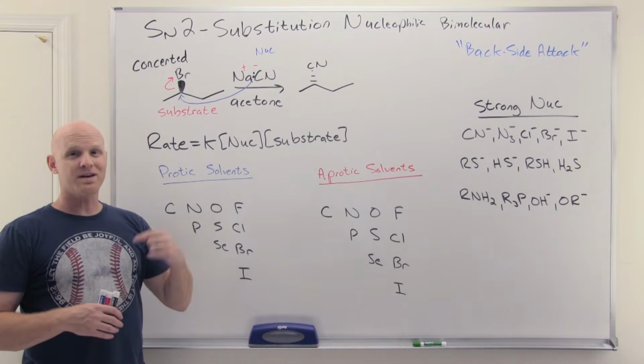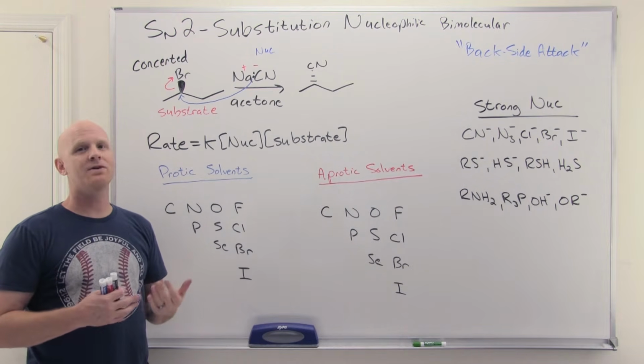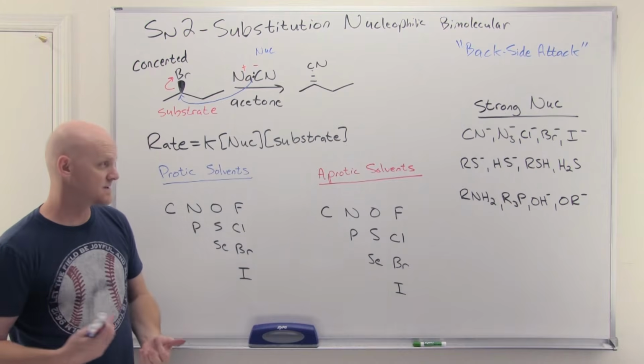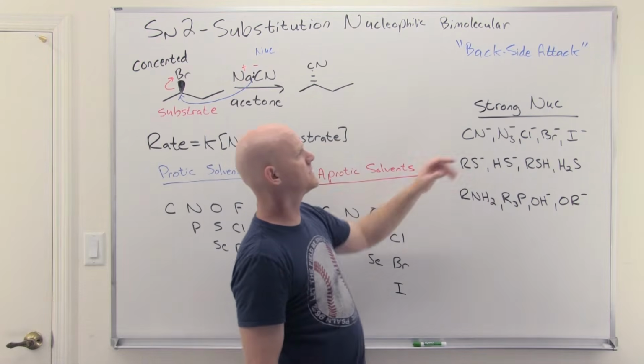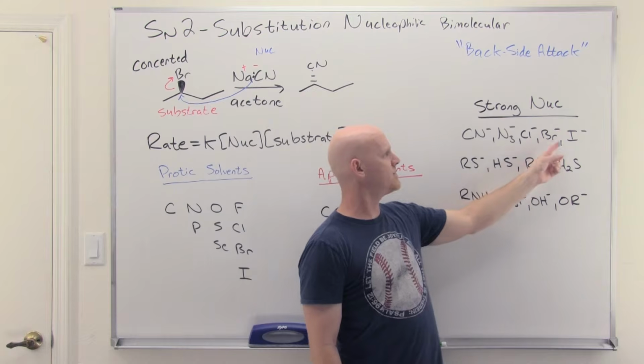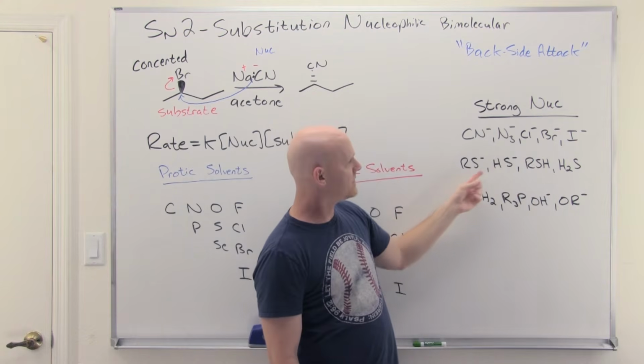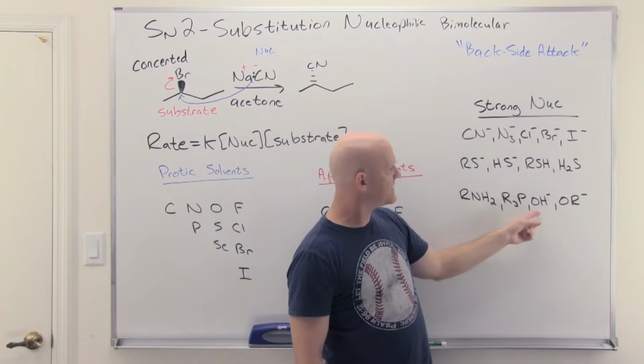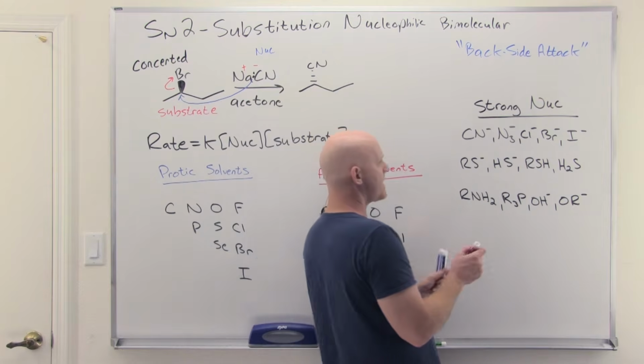Well, one major thing is most of the time your strong nucleophiles are going to have a negative charge. They're going to be anions. So if we got a list over here of all your strong nucleophiles, we got cyanide, azide, chloride, bromide, iodide. Then a couple with sulfur with a negative charge, a couple with oxygen with a negative charge. But there are a handful.